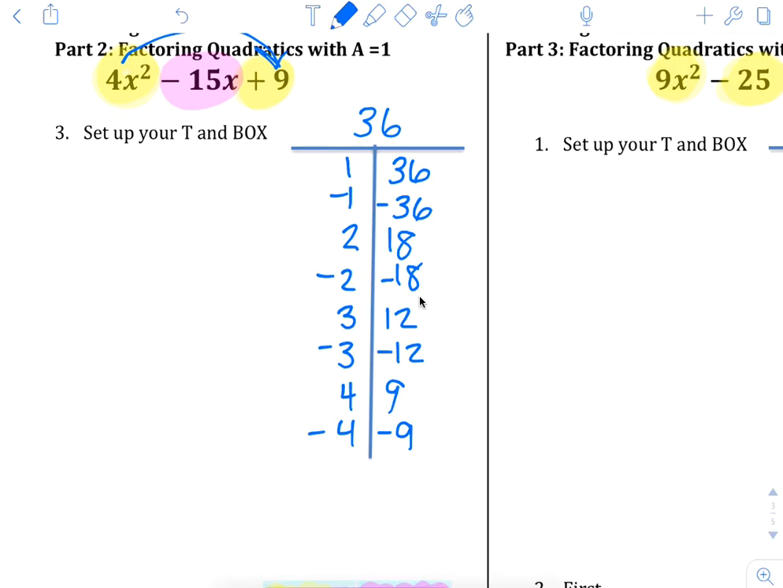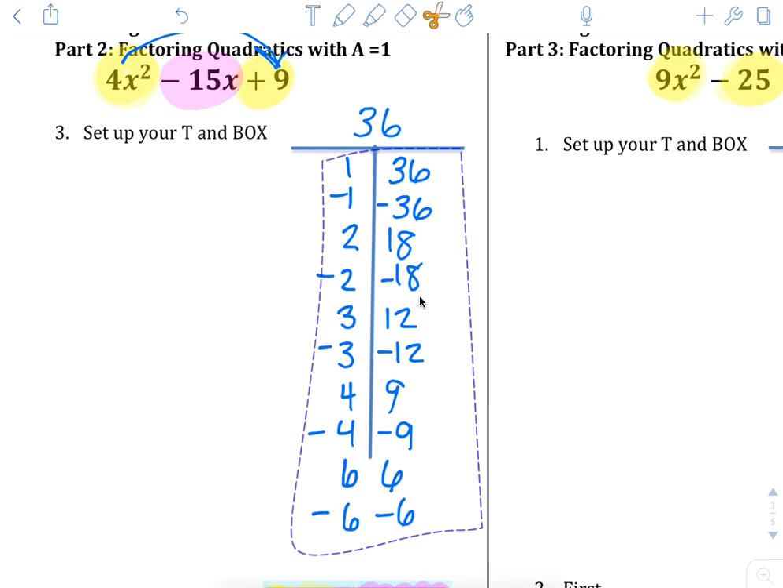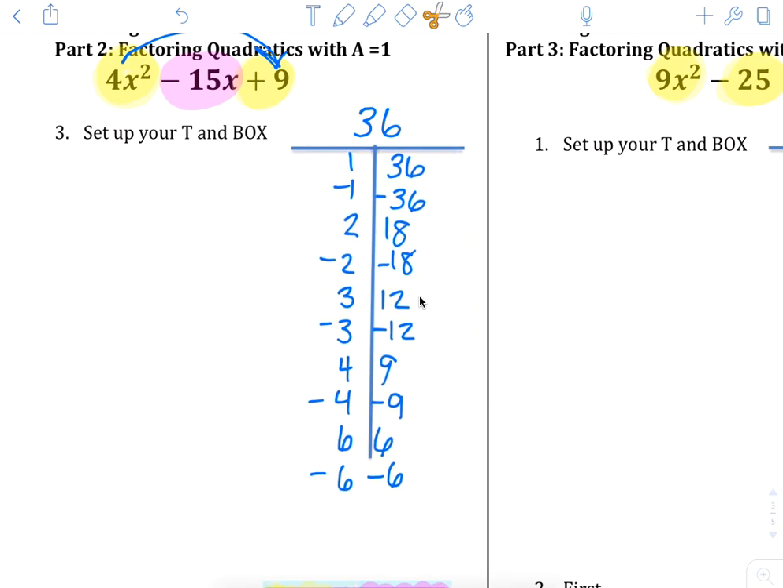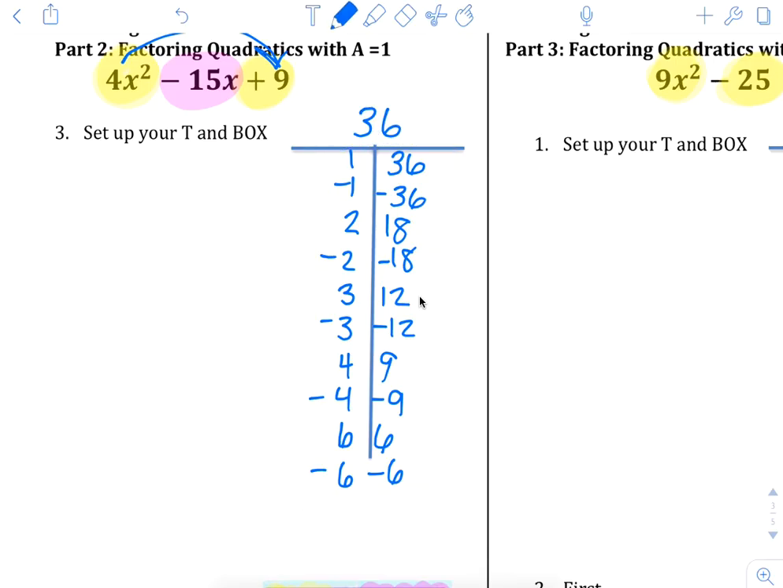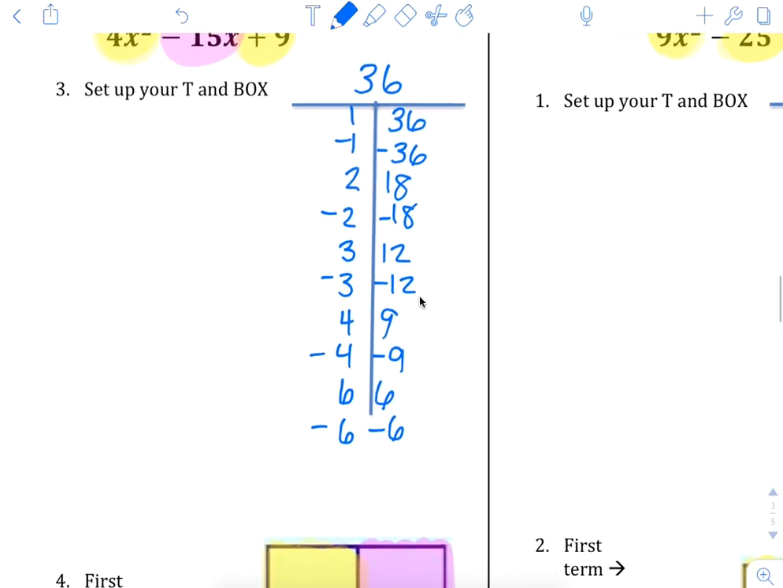So does 5 go into 36? Nope. But 6 does. 6 and 6, or negative 6, negative 6. Okay? If you're like me and you ran out of space, maybe rewrite it, make the rest of your numbers over here, that's fine too. But we want to make room on our box to still work, okay?